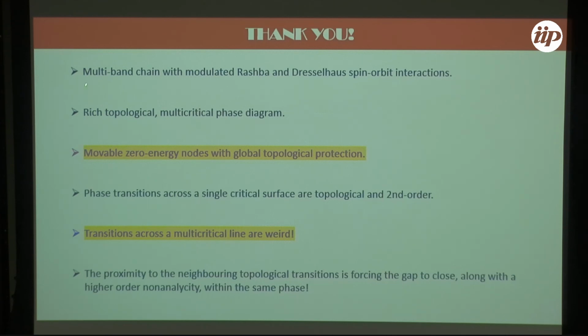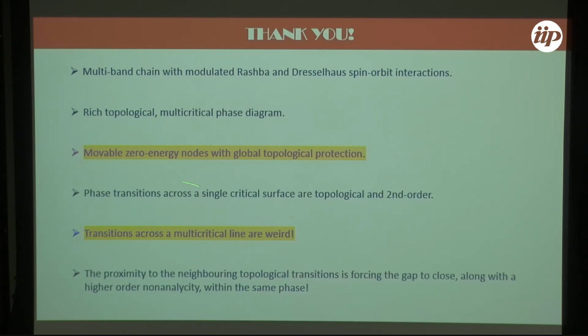So we have seen that a multiband chain that has both modulated Rashba and Dresselhaus spin-orbit interactions has a rich topological phase diagram that allows also for the appearance of multicriticality. In this kind of phase diagram, we have seen that the critical surfaces support movable zero-energy nodes with global topological protection. So these nodes carry topological invariants of equal sign, and they repel each other so that they can never pairwise annihilate, unlike Weyl nodes in three-dimensional semimetals.